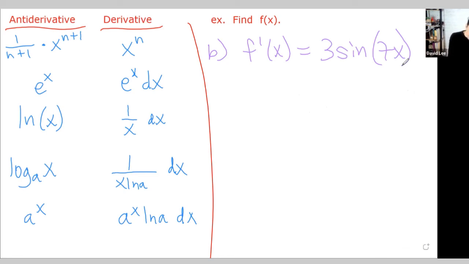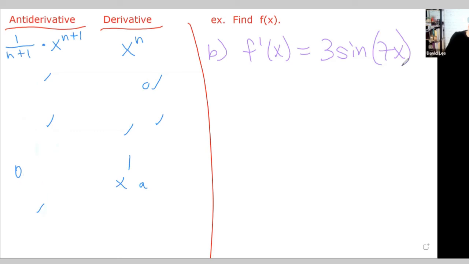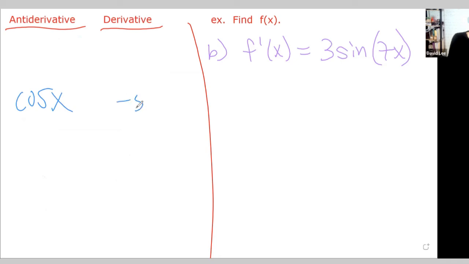So what would be your guess for the antiderivative? Look at your paper, because I erased it. If your derivative is sine, then what's going to be your guess for the antiderivative? Remember what it said there in the cheat sheet? I think it said something like this. If your derivative is something with a sine, then my guess is going to be something with a cosine.